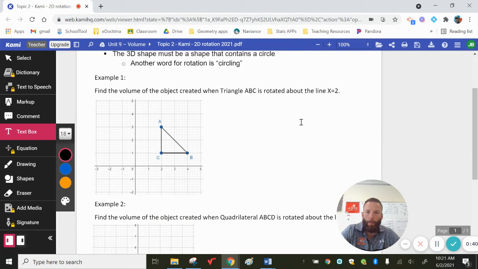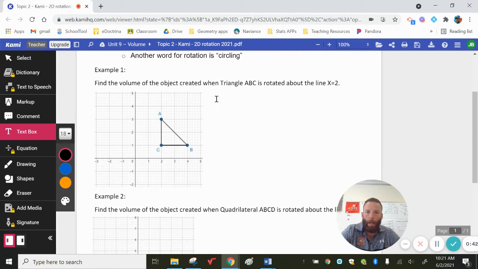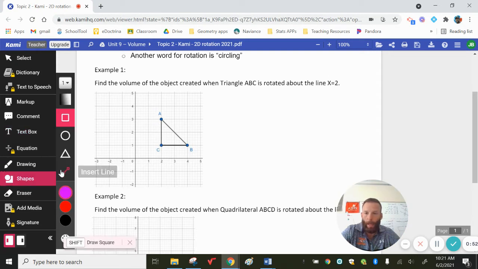So here I have: find the volume of the object created when the triangle ABC, so I'm starting with a two-dimensional triangle, is rotated about the line x equals 2. Well, let's start by drawing that line x equals 2. On the x-axis, I go to where x equals 2. That's going to be a vertical line right here. So this is my line of rotation. I'm rotating about this line.